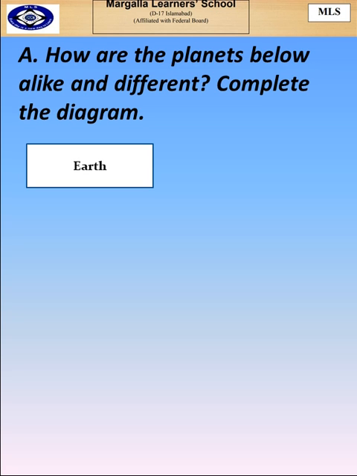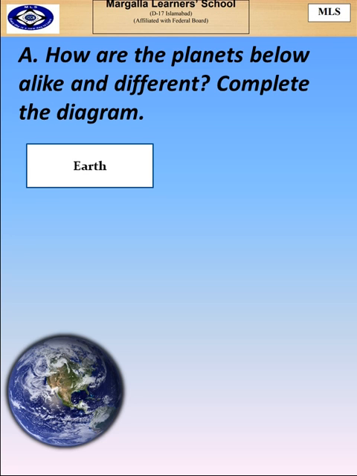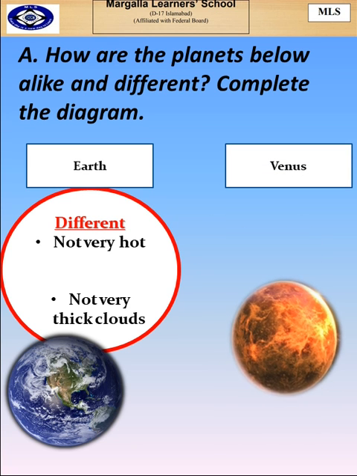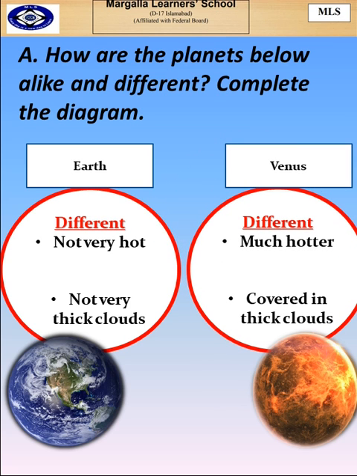I have written down this question for you as well. Let us match our answers. For Earth, let us see which things are different. Earth is not very hot and it does not contain very thick clouds. Venus is much hotter as compared to Earth and it is covered in thick clouds.